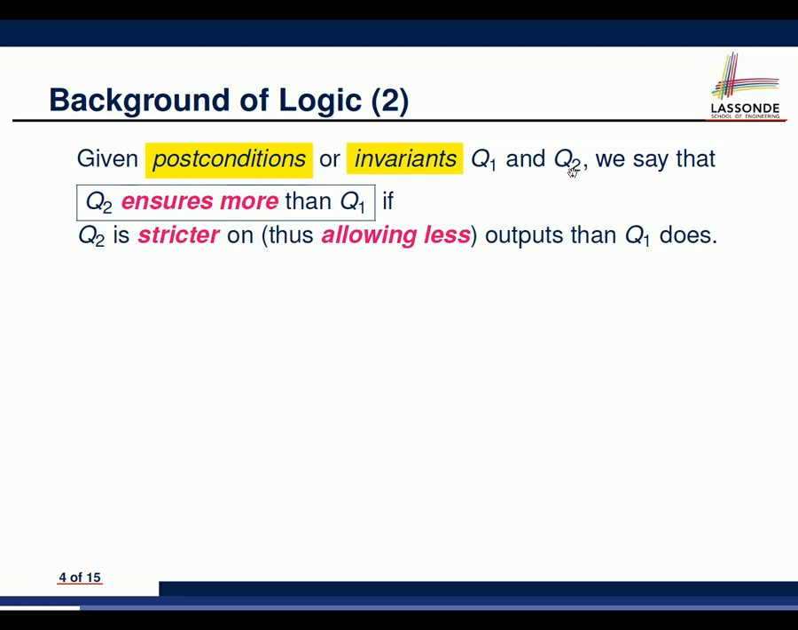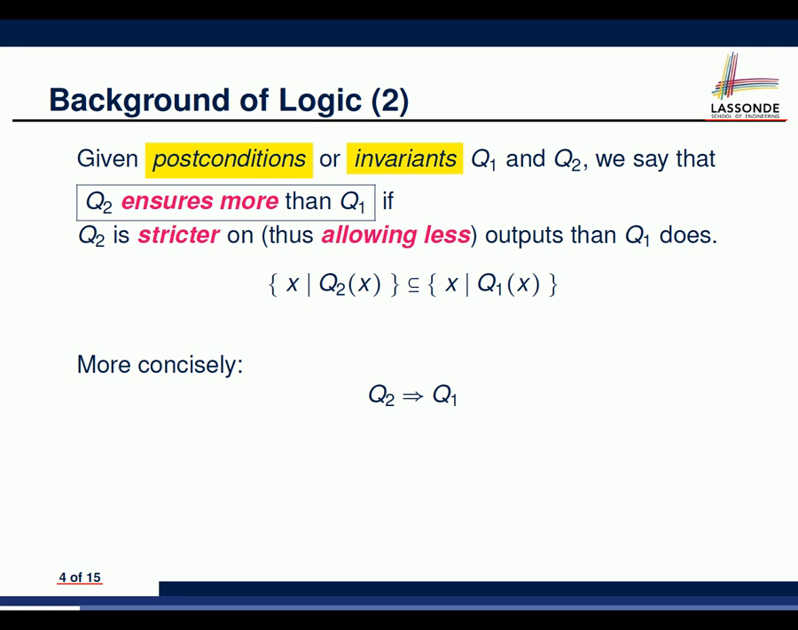The set for Q2 should be a subset of Q1, right? Okay, there we go. Now, how do we use implication? Should we say Q2 implies Q1 or Q1 implies Q2? Q2 implies Q1, yes, exactly.